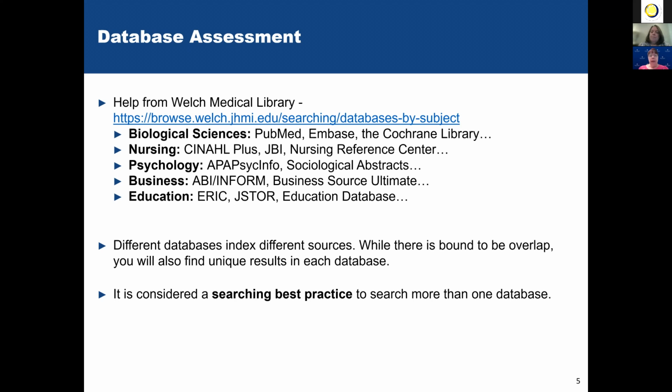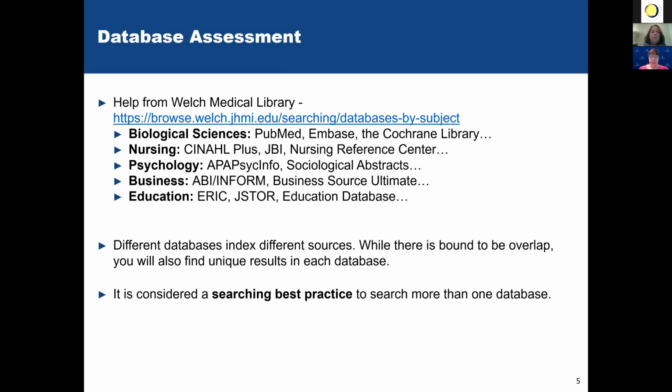And frequently in nursing, or even in medicine, but in nursing, if you want to do a comprehensive literature search, you can't just search one database and say you're done. It's not a one and done thing. You frequently have to search multiple databases, particularly, as I said before, for comprehensive or systematic review type of searching. And it's often considered best practice to search more than one database.